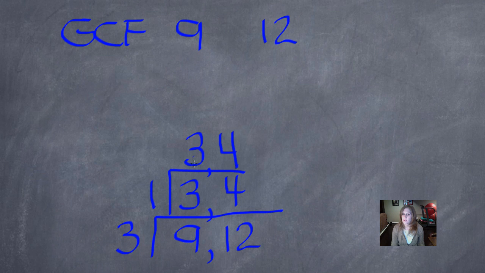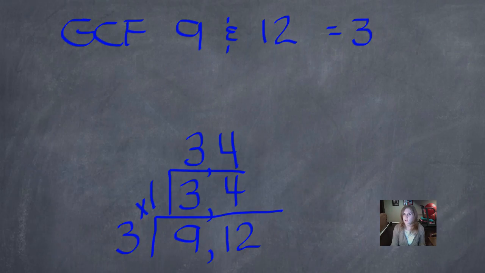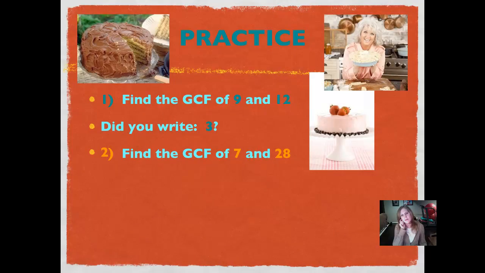So we know we're done because these two sets of numbers have repeated. So remember, to find the GCF, we multiply the layers. 3 times 1 is 3. So the GCF of 9 and 12 equals 3. We can even just write that like that. Let's try another one. Number 2, find the GCF, the greatest common factor, of 7 and 28. Pause and push play when you're ready.